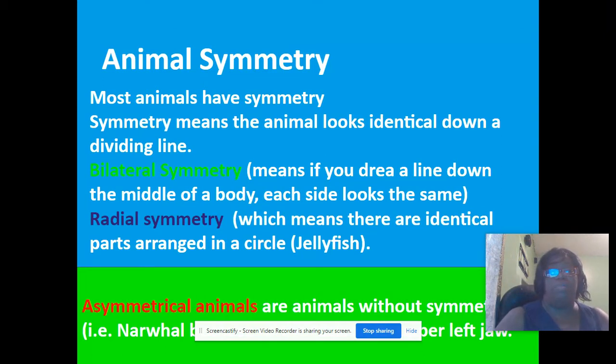You have radial symmetry, which means there are identical parts around a circle. Jellyfish and starfish are like that. Asymmetrical animals are animals without symmetry. A narwhal, because it has a big old horn hanging out. And if unicorns were real, I don't think we would be able to split it down the middle. Other types of asymmetrical animals that we've already talked about are sponges.